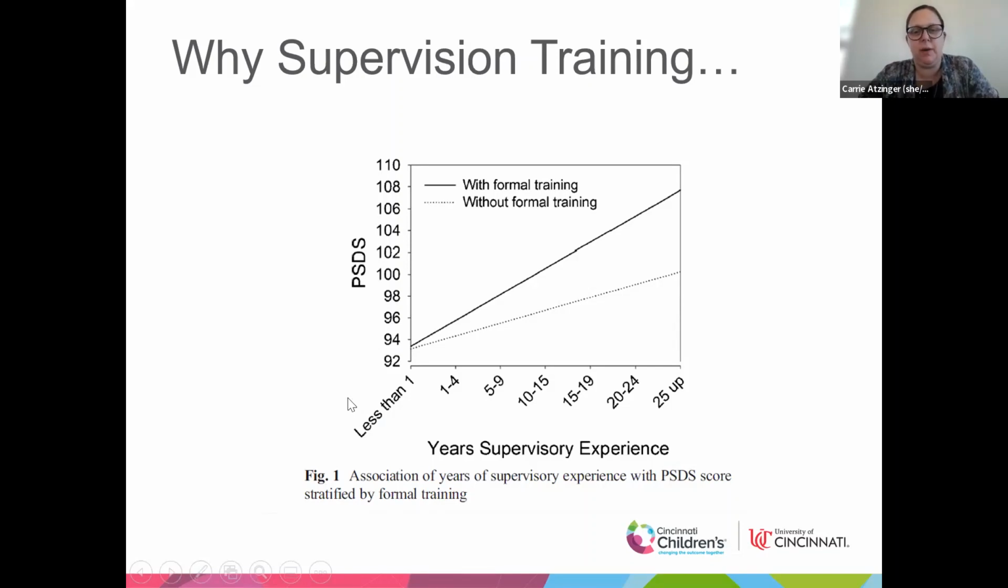And then you can see along the bottom, it's years of experience. And as people gain more experience, they do feel more confident in their skills as a supervisor. But what you notice is this solid line. This is individuals who've had some sort of formal training in supervision. And what you see is that they also increase in their confidence and competence as they have more experience, but they do so more quickly. And I really do think one of the reasons for that is that if you have some sort of context for what you're doing, rather than just trying to figure it out on your own, it can help you feel more comfortable with what you're doing.